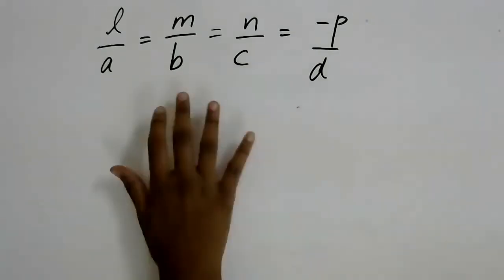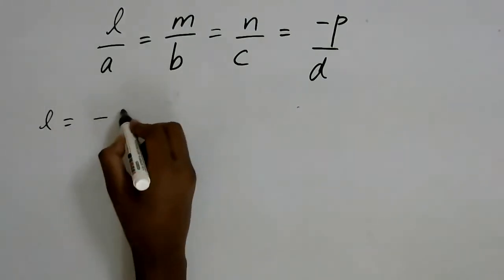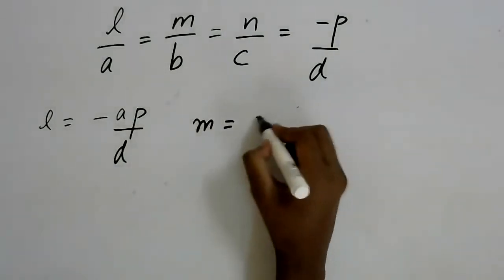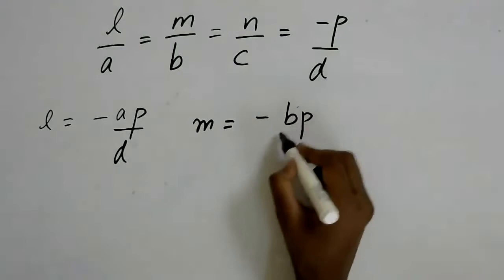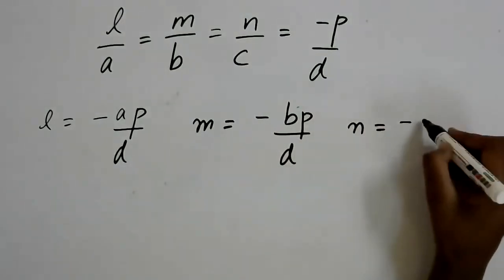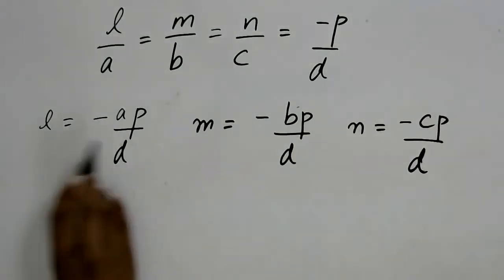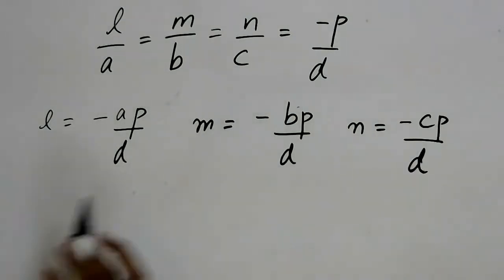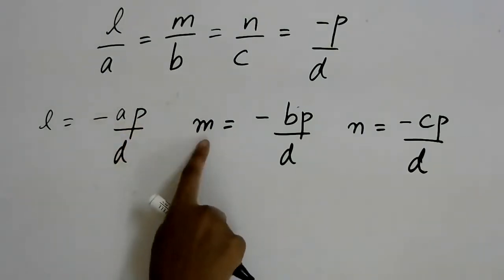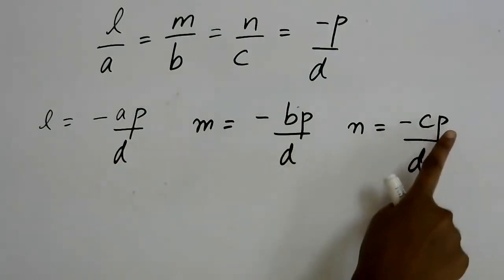Comparing the first and fourth, second and fourth, and third and fourth, we will get l is equal to minus ap upon d, m is equal to minus bp upon d, and n is equal to minus cp upon d. So now let's square all these three equations and add them. So we'll have l square is equal to a square p square by d square, m square is equal to b square p square by d square, n square is equal to c square p square by d square.